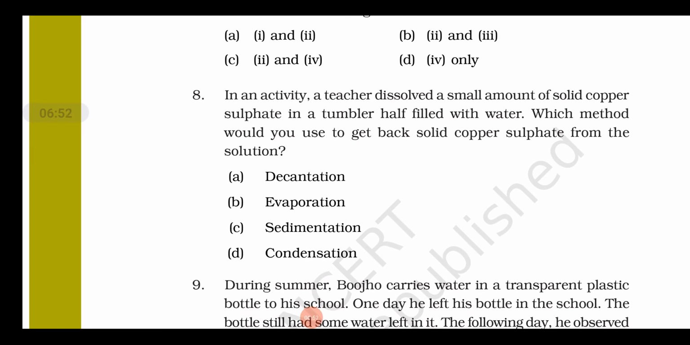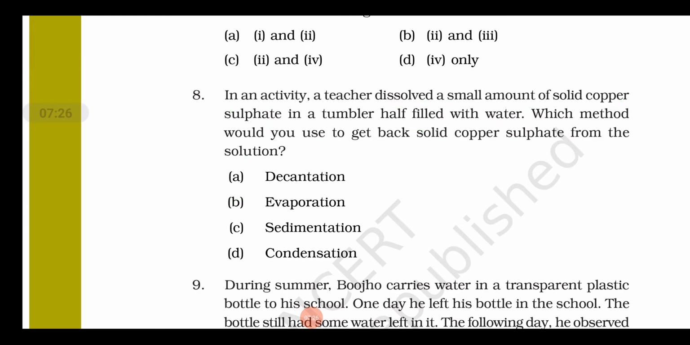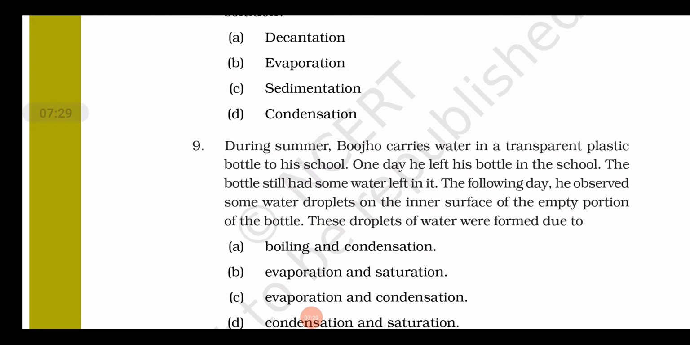In an activity, question number 8, teacher dissolved a small amount of solid copper sulfate in a tumbler half filled with water. Which method would you use to get black solid copper sulfate from the solution? So here evaporation method is used. To get the black copper sulfate from the solution, a solution of the copper sulfate is evaporated, water gets evaporated and it leaves behind solid copper sulfate.